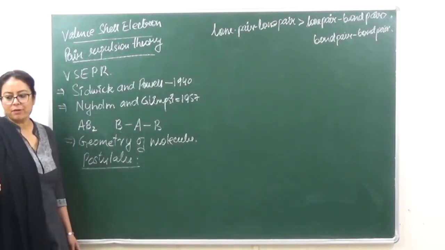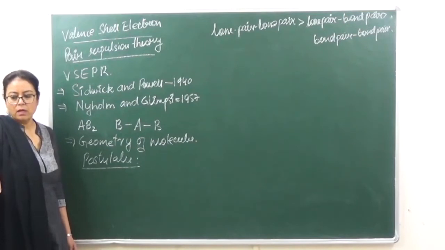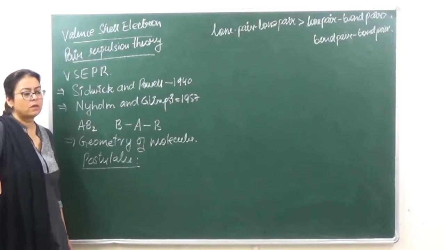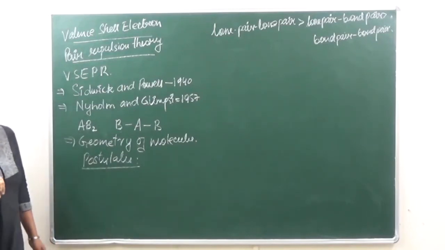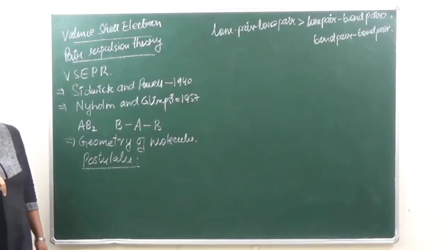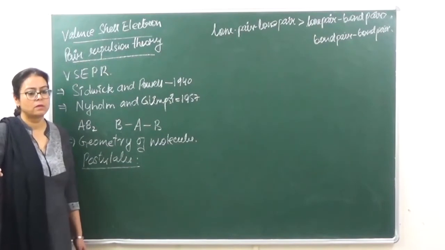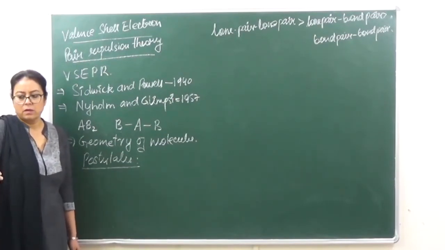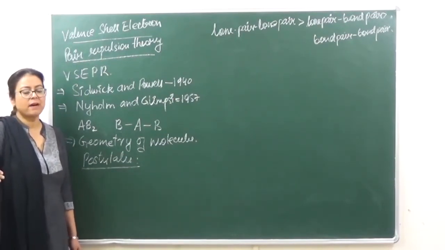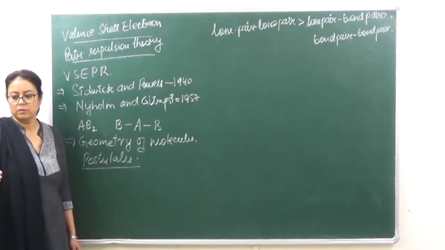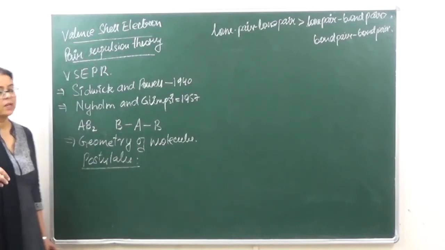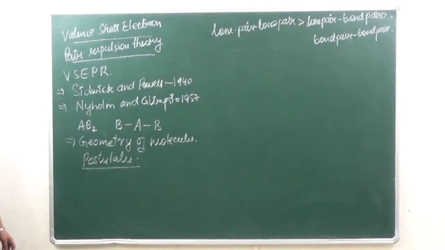Then number 5, the electronic repulsion between two pairs of electrons will be minimum if they are as far as possible. Okay? So these are the main postulates.